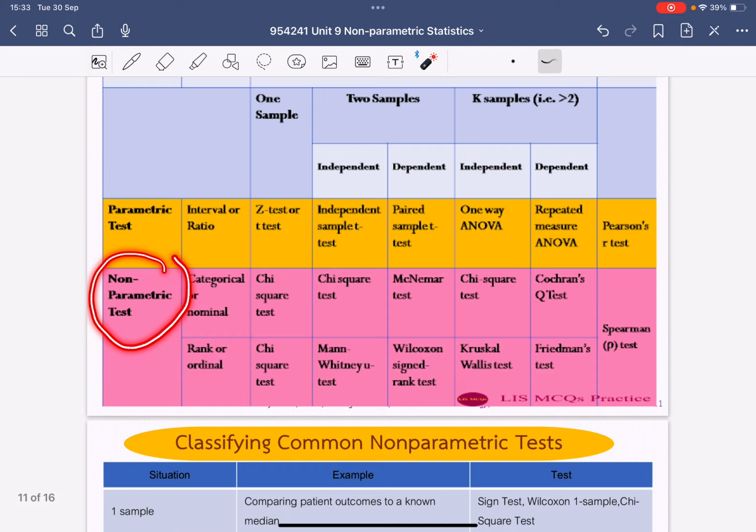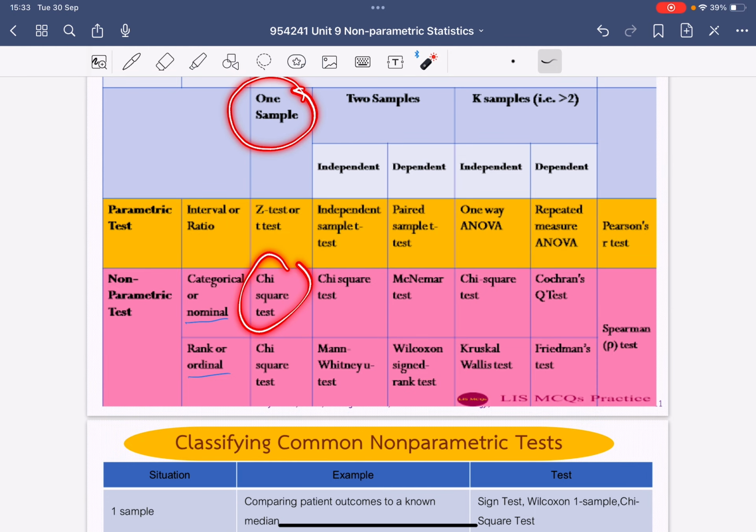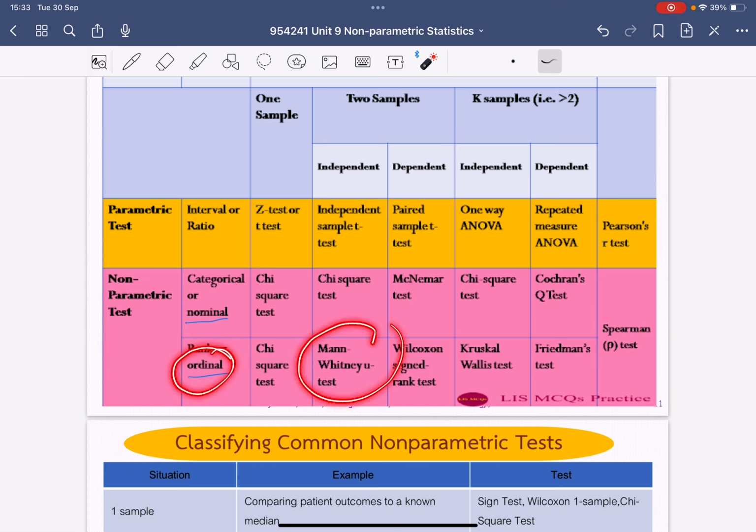Now, for non-parametric tests, we have two types, categorical or nominal type, and ordinal type. For nominal, with one sample, you use chi-square, and ordinal can do chi-square as well. For two samples, we have chi-square for nominal. For ordinal, you have the Mann-Whitney U test. And I'm going to circle this here, that we see a lot.